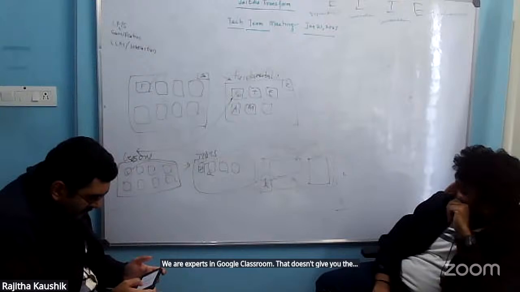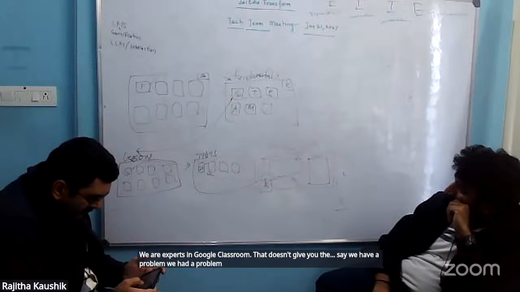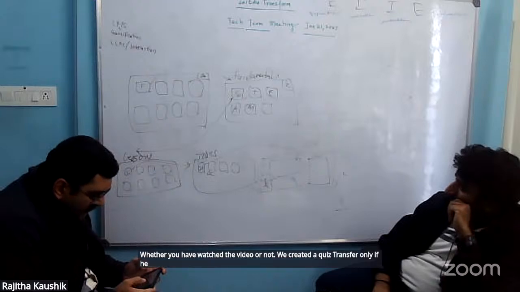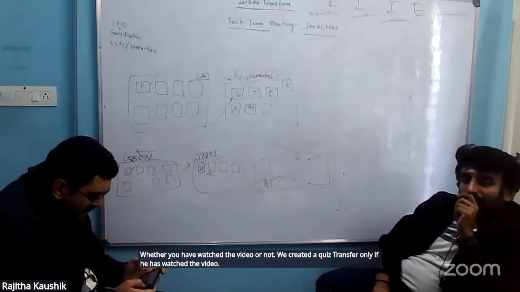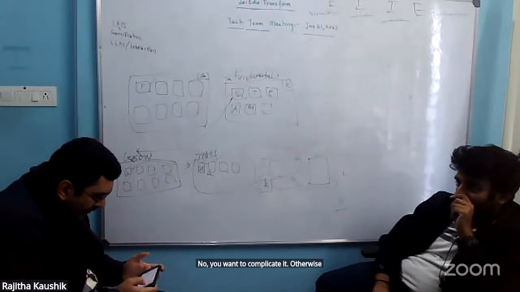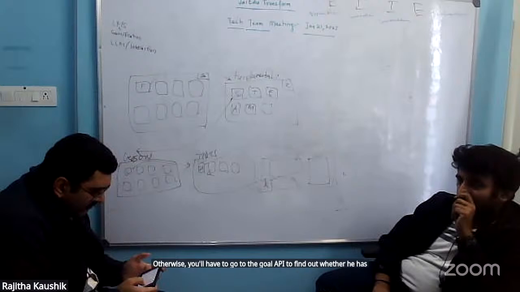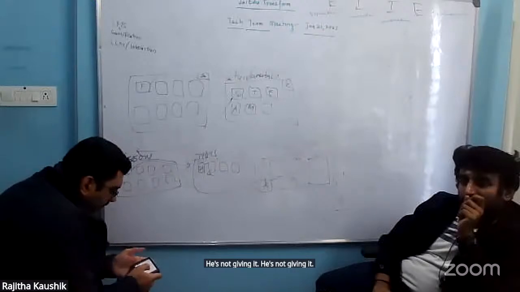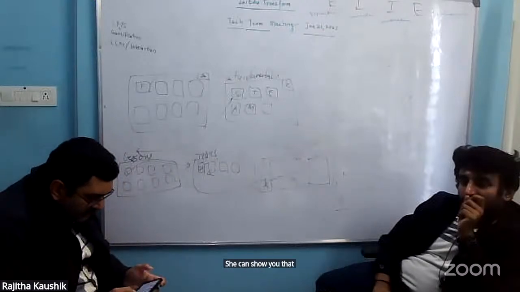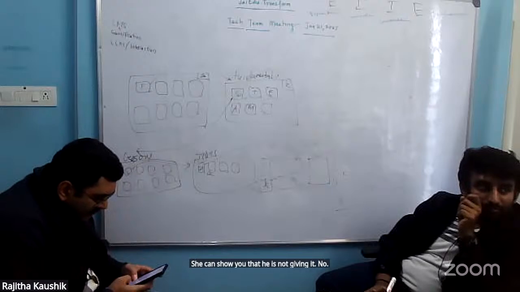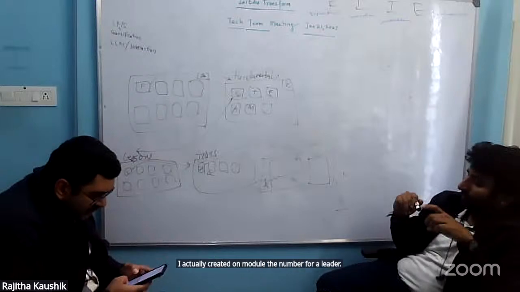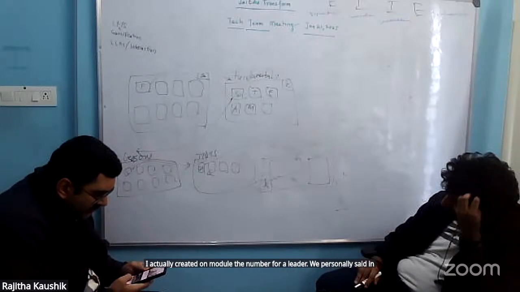See, we had a problem whether the student has watched the video or not. For that, what we did, to check whether he has watched the video or not, we created a quiz. He can answer only if he has watched the video. Why do you want to complicate it? Otherwise, you'll have to go to the Google API to find out. The features and metrics are already there, but he is not giving it. We created it on the module, remember, for a leader. We personally sat and made it because we don't know whether he has watched it or not.